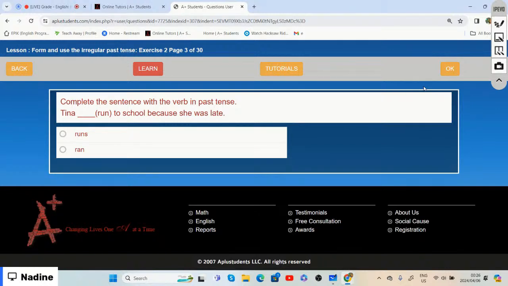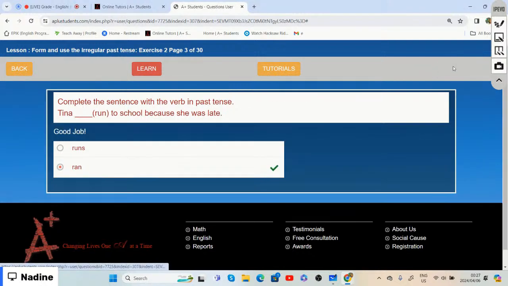Well done. Tina ran to the school because she was late. So we are going to choose the correct one, the past tense form of run, and then we're going to say it is ran. So Tina ran to the school because she was late. So ran. It is correct.